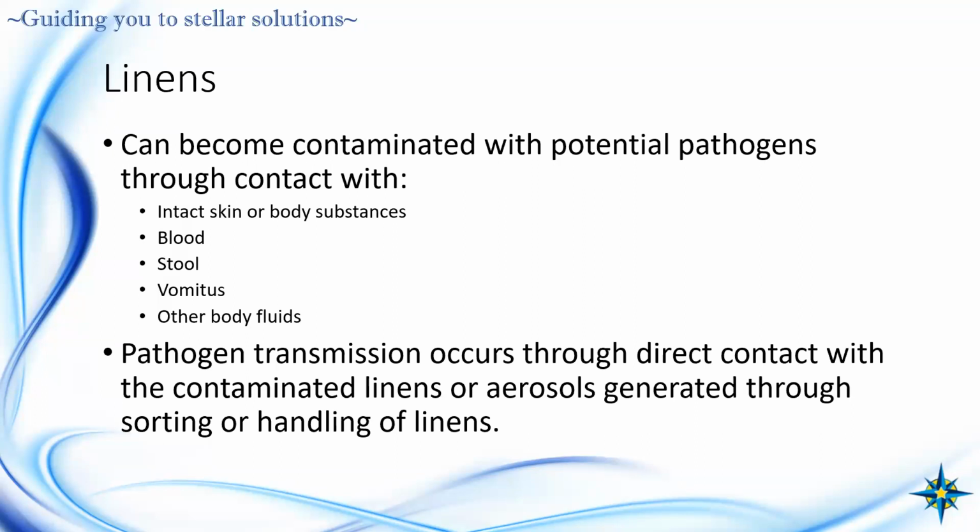Or when they're carrying the dirty linen out, they have it next to their body. Well, now you're contaminating your clothes. And then as you go and maybe you're rolling somebody in their bed later, you have contamination on your clothes, which is now touching the residents or the resident area. So pathogens occur through direct contact with the contaminated linens. They can be aerosolized through sorting and handling of linens. It's very important for everyone to be aware that linens can be a mode of transmission.